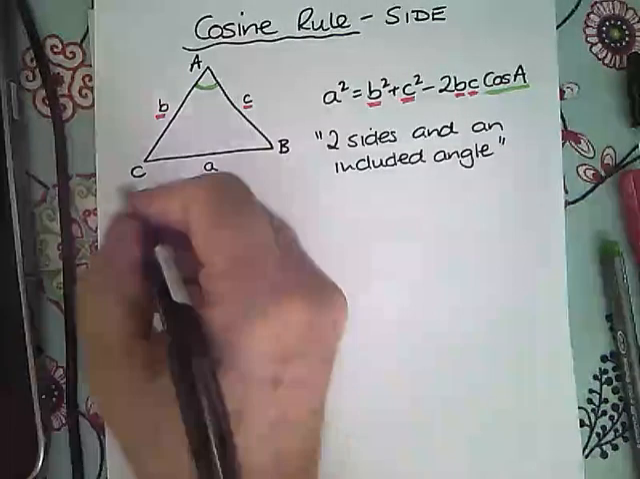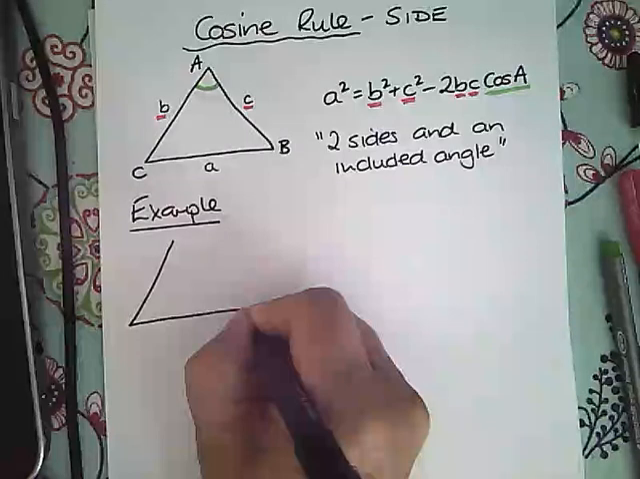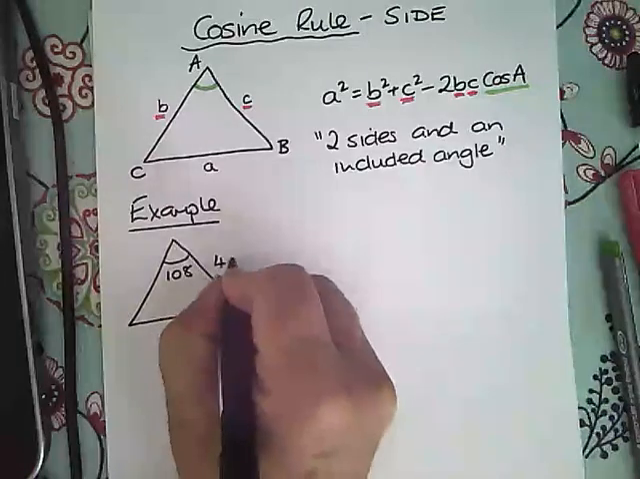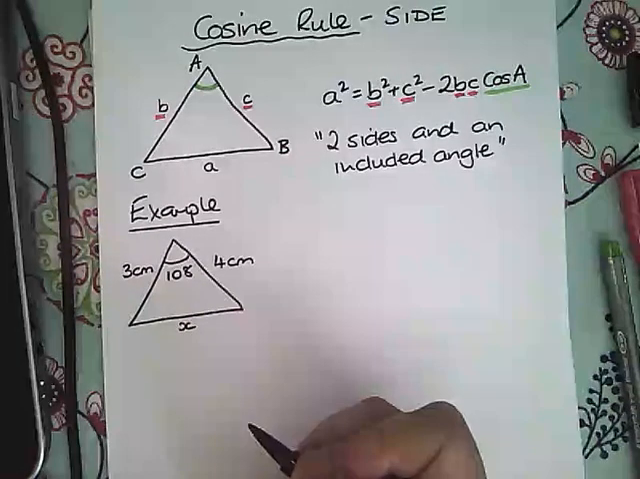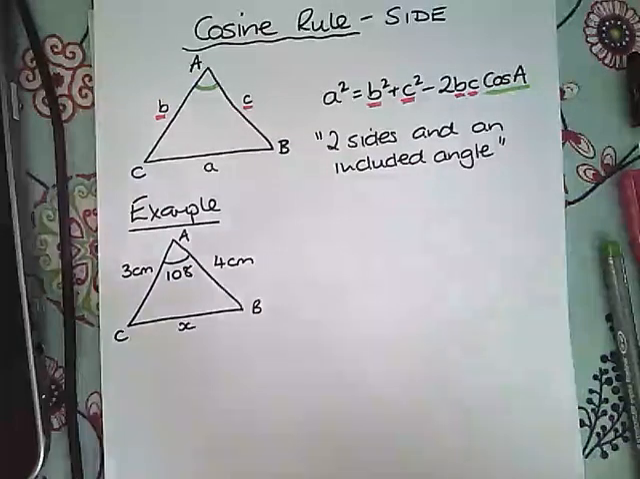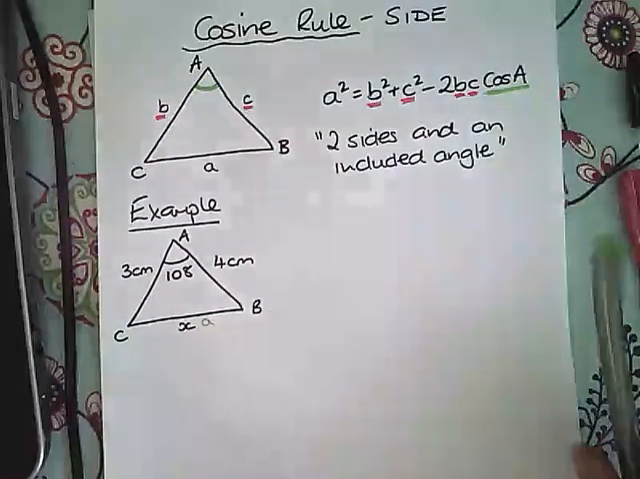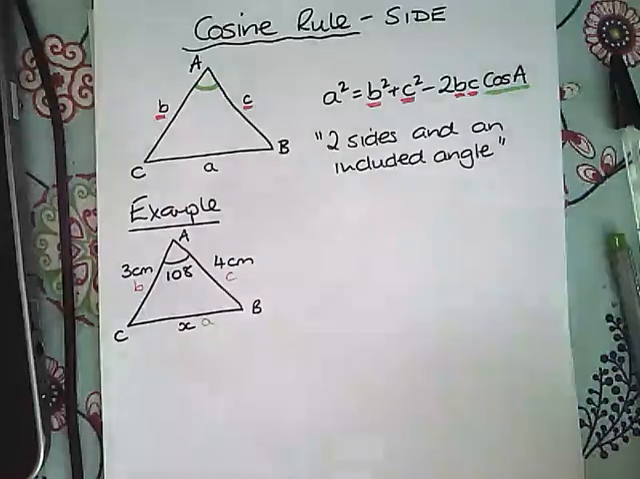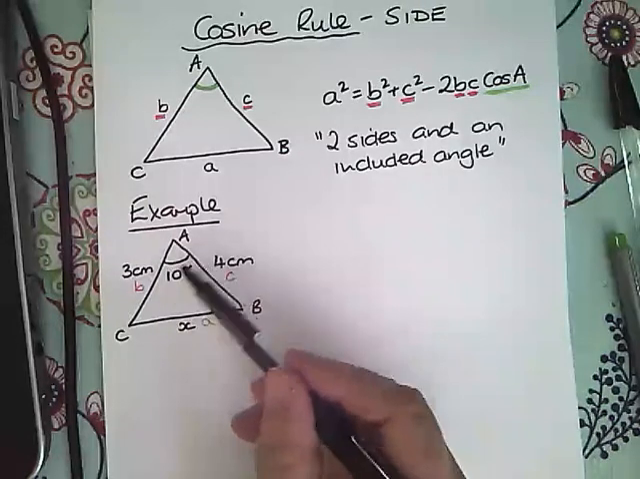Let's do an example. We have a triangle here which has an angle of 108, a side here of 4 centimeters, a side here of 3 centimeters, and a side here that we want to find. So we label up our triangle A, B and C. Label up our little sides, so little a and little b and little c. And we can see we're going to use the cosine rule because we've got two sides, and the angle in between them, the included angle.